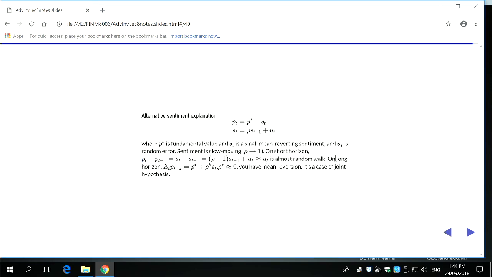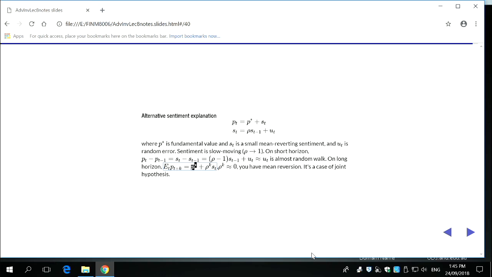But on the long horizon, if I take the expected P_{T+K}, that will equal P star plus rho to the power of K times S_T. And we know rho to the power of K will go to 0 when K becomes large. So in the long run, this expected P_{T+K} will approximately equal just P star, the fundamental price.